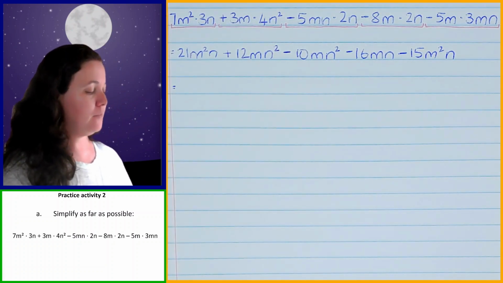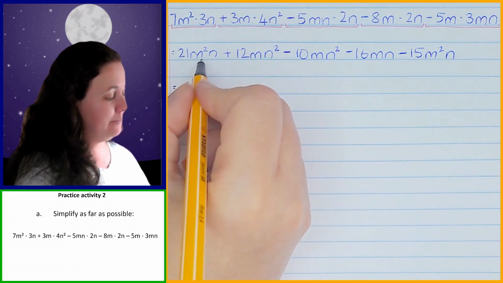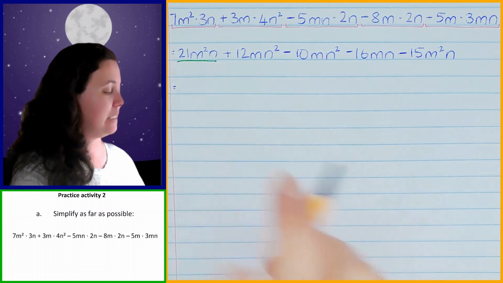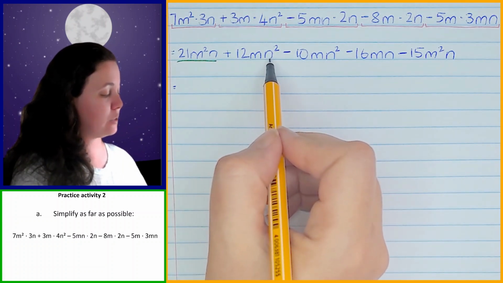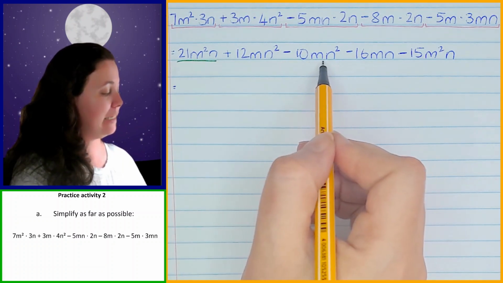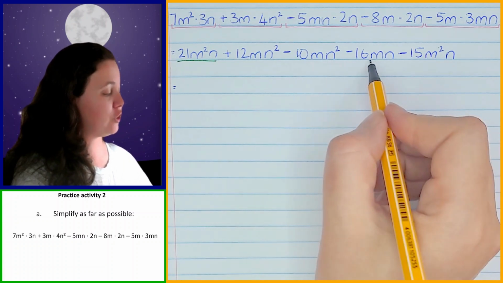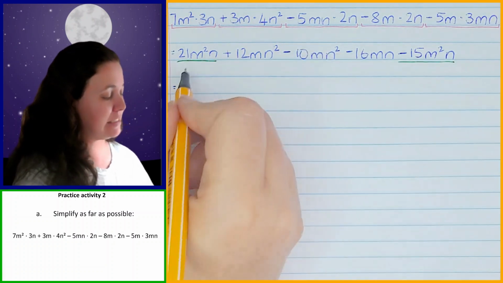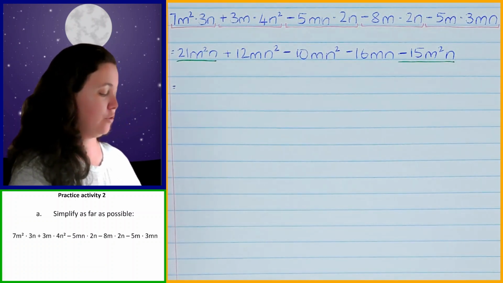So over here, I've got 21m squared n. Let's see if there's anything that has the same variables and exponents as that. So this is not the same. mn squared is not the same as m squared n. And here I've also got mn squared. Here I've got just mn, and here I've got m squared n. So this is the same as that. Okay, those are like terms.